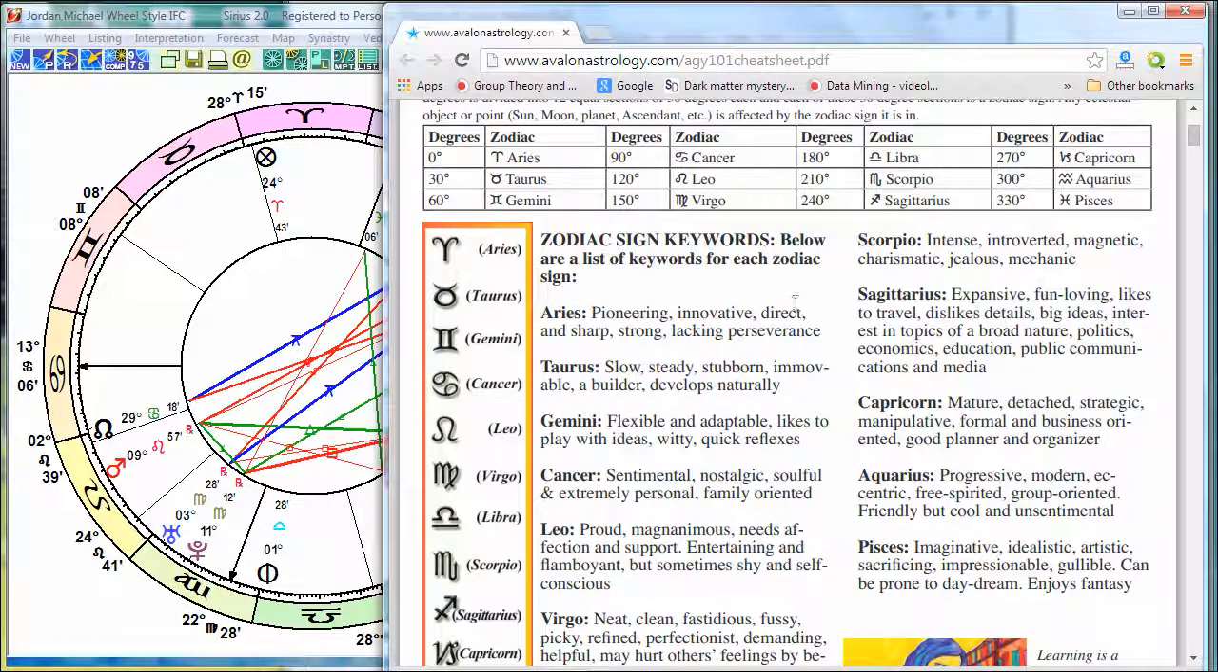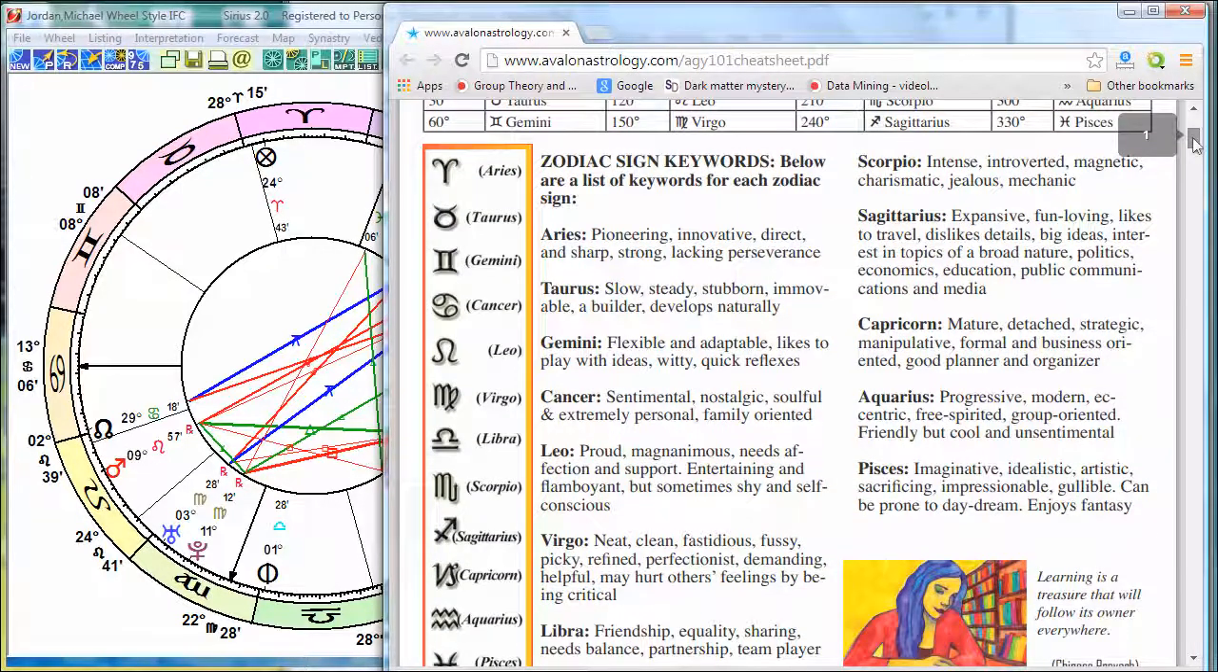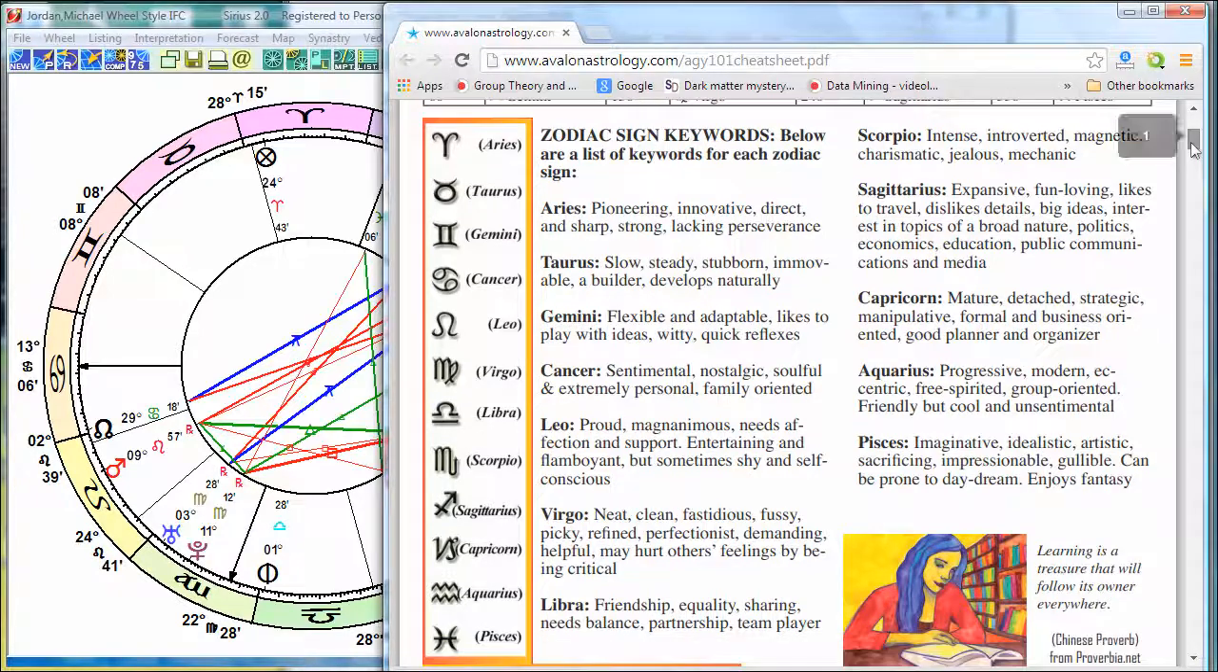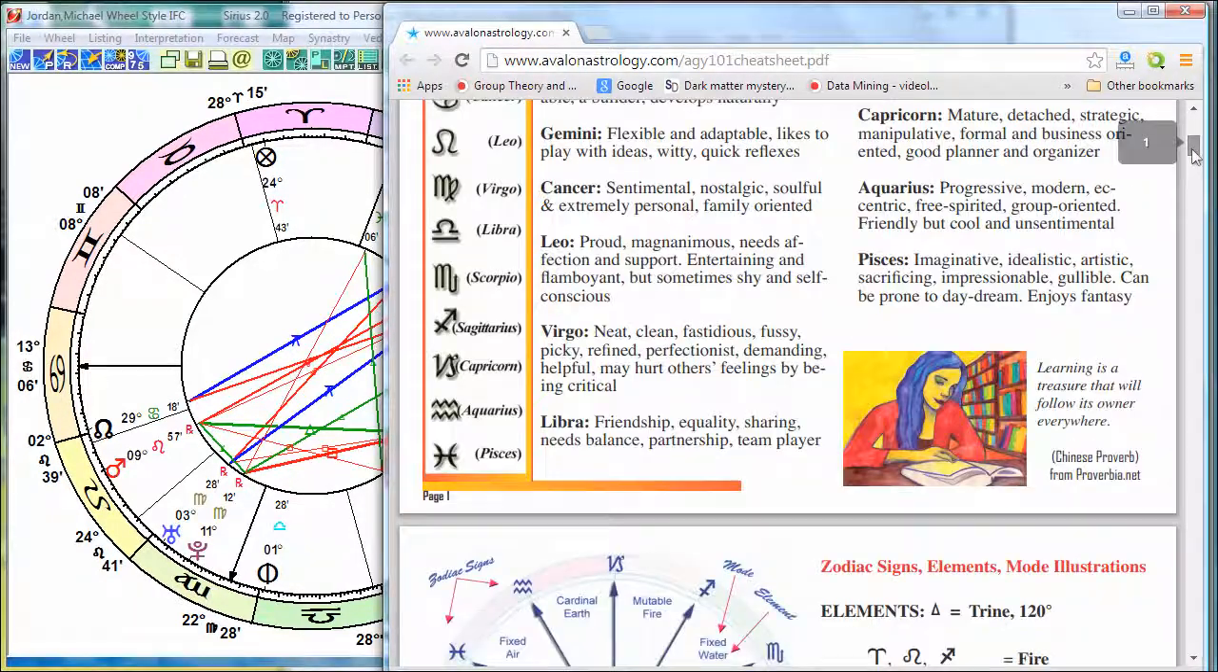And there are the basic meanings. Aries is pioneering, innovative, direct. Taurus is slow, steady, stubborn. Just a quick, simple meaning. And again, different astrologers are going to put different emphasis. But this will get you going with some of the commonly used ideas about the zodiac signs.